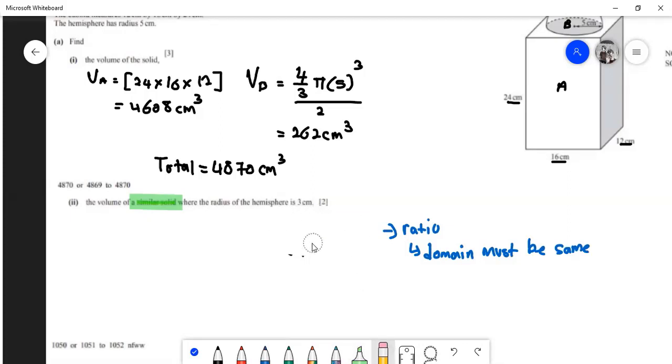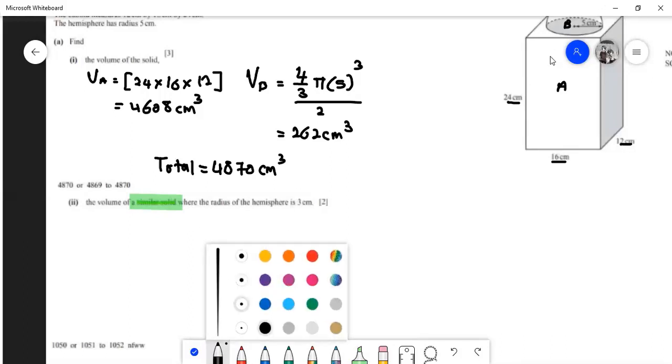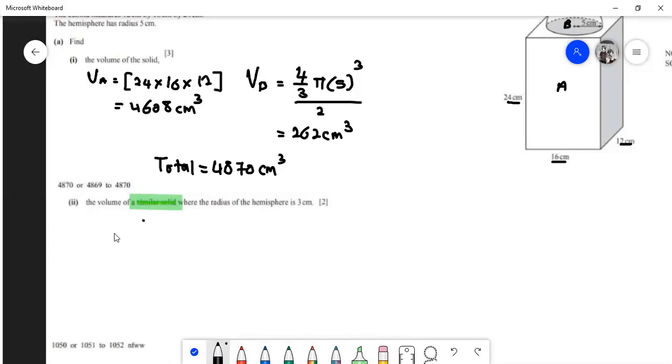I'm going to use a similar method to do this. There are a few ways you can do this question actually. Since this is similar, nothing much will change. They just want the volume of a similar solid where the radius of the hemisphere is 3 cm. So that means the same shape. We didn't change anything, but we only changed one thing, which is the radius. So we can just use back the formula. It's not a big deal there.